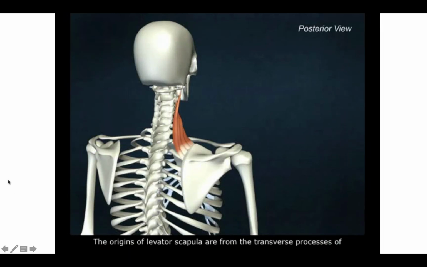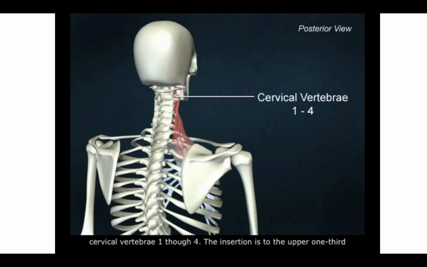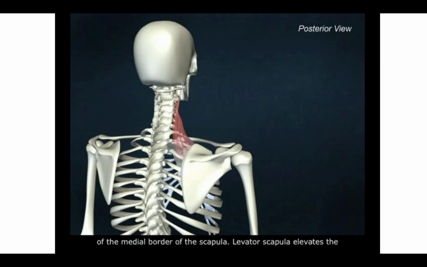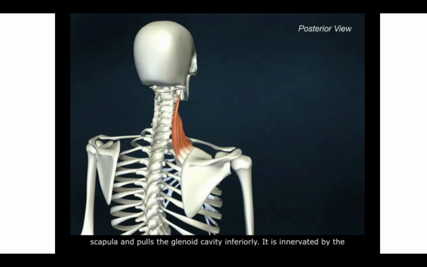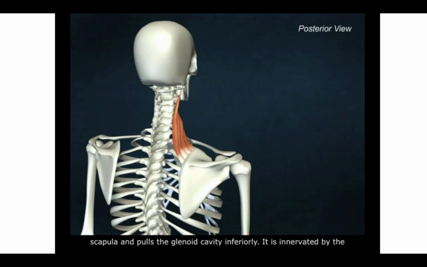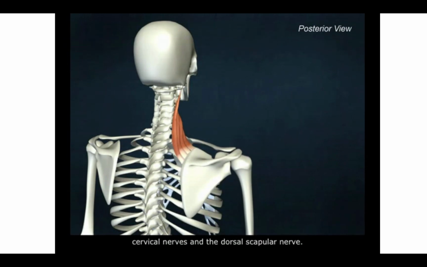The origins of levator scapula are from the transverse processes of cervical vertebrae 1 through 4. The insertion is to the upper 1/3 of the medial border of the scapula. Levator scapula elevates the scapula and pulls the glenoid cavity inferiorly. It is innervated by the cervical nerves and the dorsal scapular nerve.